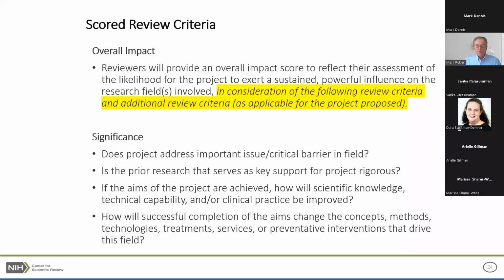As is usual for an R01, we look at significance, particularly does the project address an important issue in the field? Is it rigorous? And will it, when you complete it, change the field in some important way? Next slide, please.